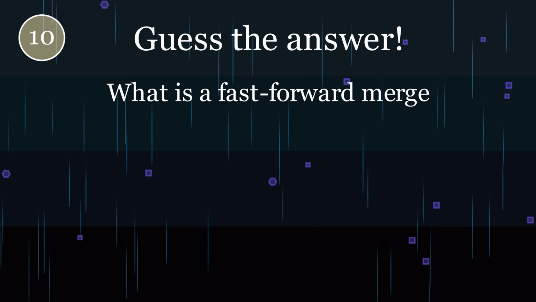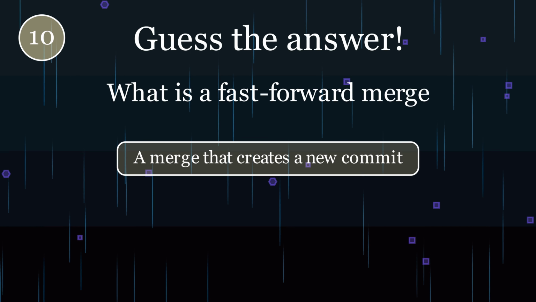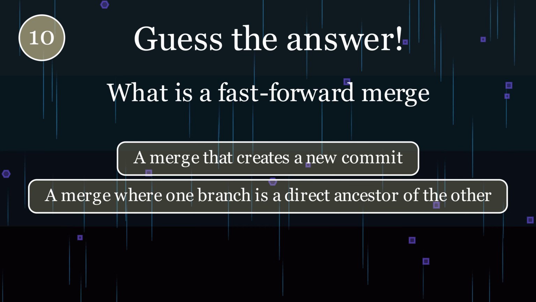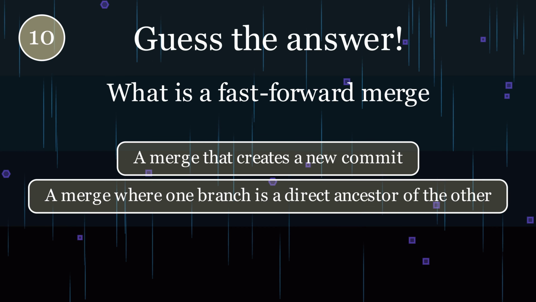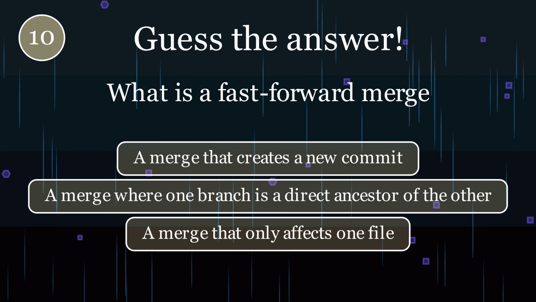What is a fast-forward merge? A merge that creates a new commit. A merge where one branch is a direct ancestor of the other. A merge that only affects one file.